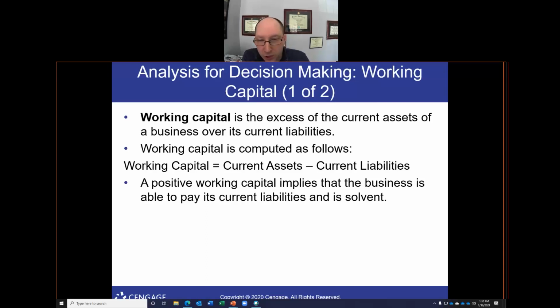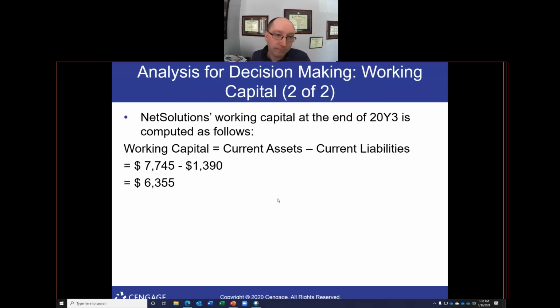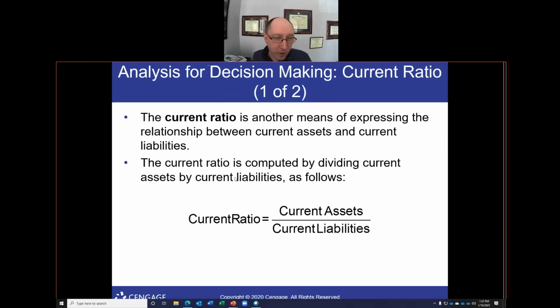A positive working capital implies that the business has the ability to pay all of its current debt. An example of that: our company has current assets of $7,745. Our current liabilities are $1,390, which tells us that we have a working capital of $6,355. I could use that money to then reinvest into the company.